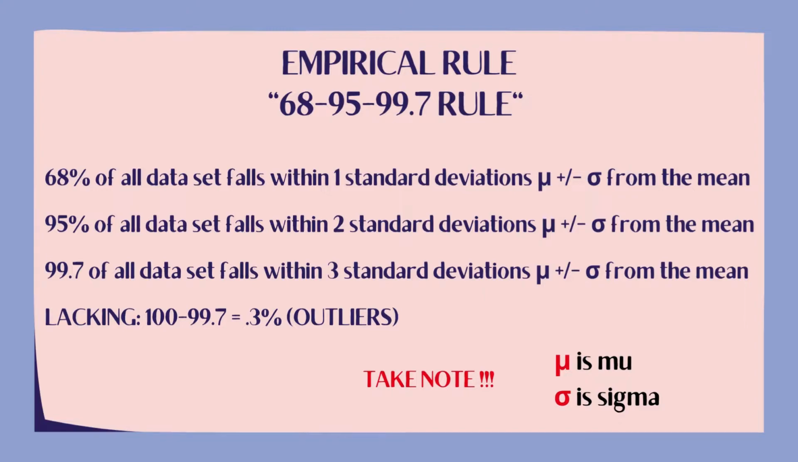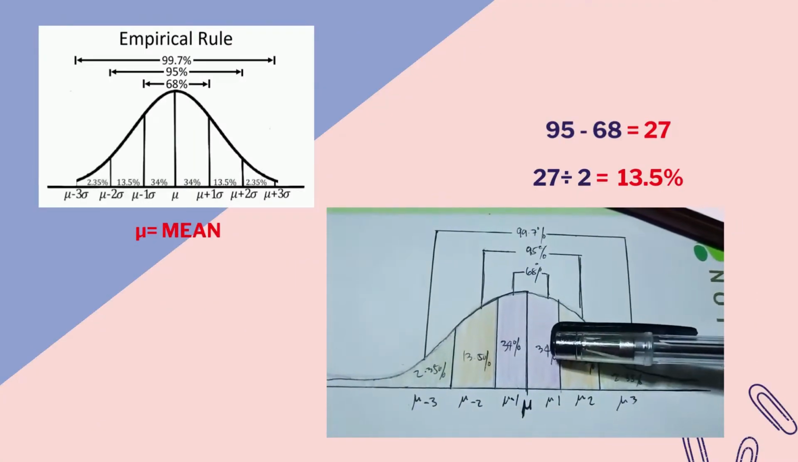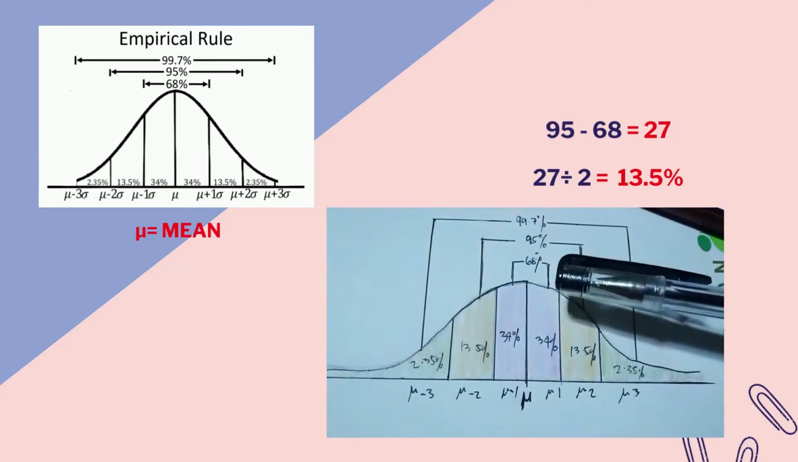So, if you are wondering why it is only 99.7% and where the 0.3% is, the 0.3% is what we call the outliers. Let me highlight that. Take note of that.